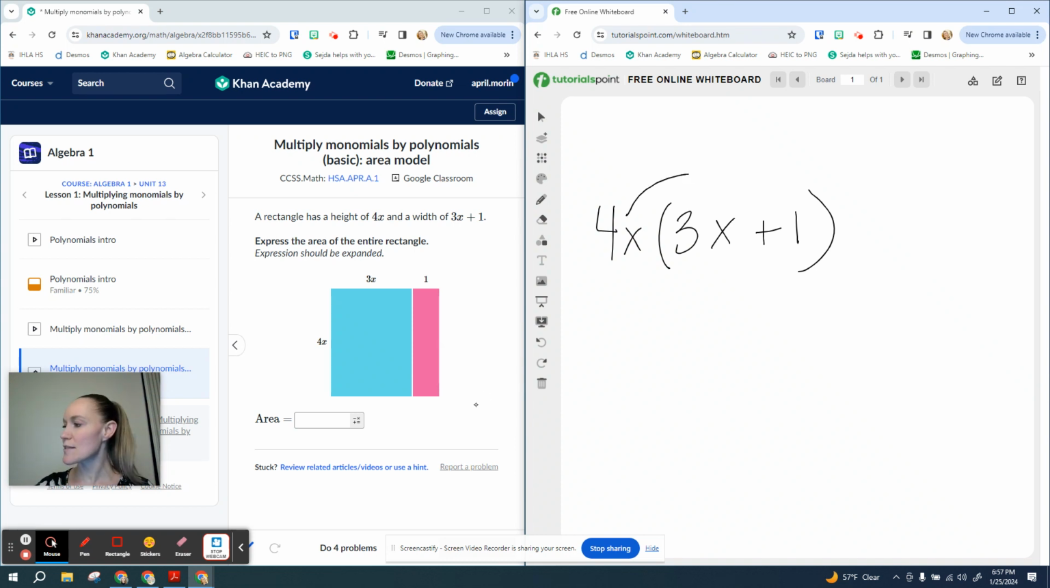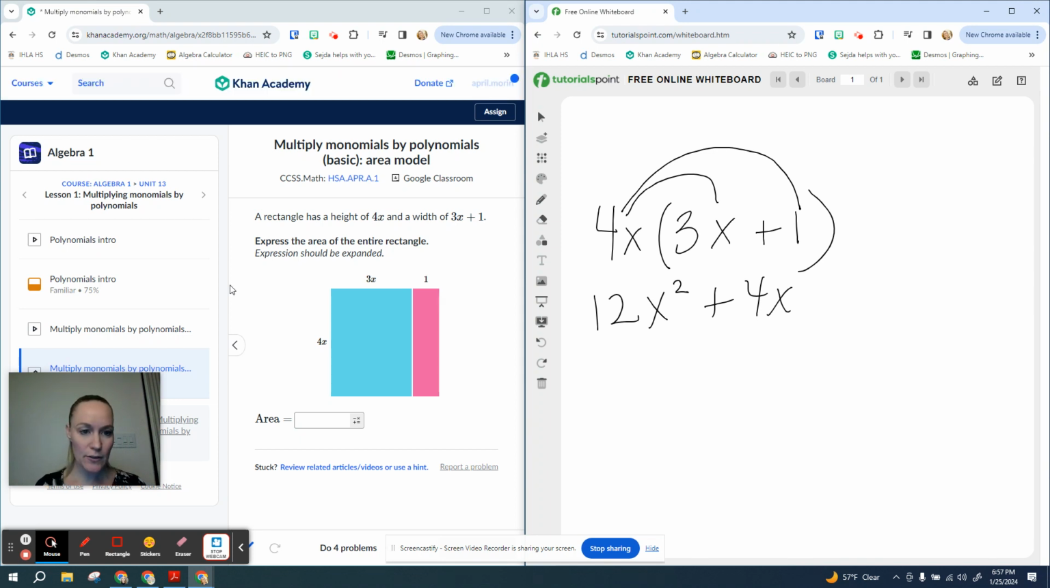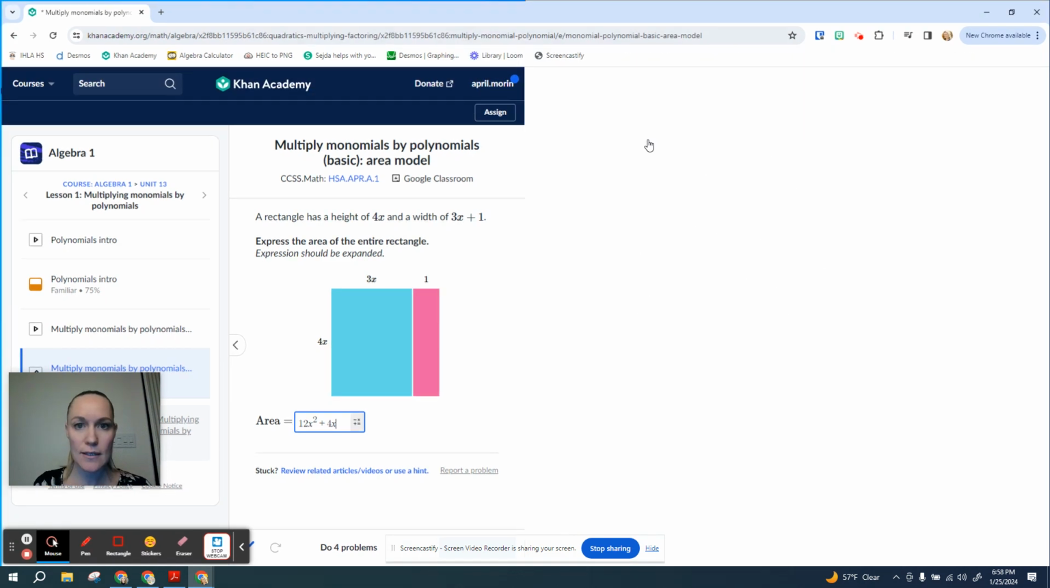So 4x times 3x. So I have 4 times 3 is 12. X times x is x squared. And then I'm going to multiply 4x times 1, anything times 1 is just itself, so plus 4x. So that is my final answer. So I'm going to go ahead and punch it in. 12x squared plus 4x. All right, let's see if we are right.